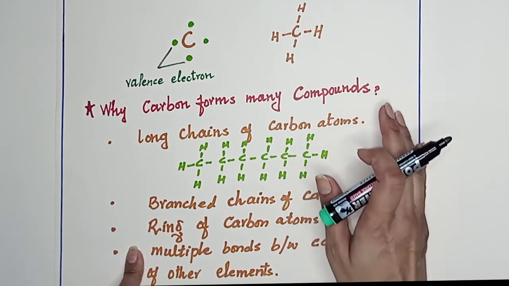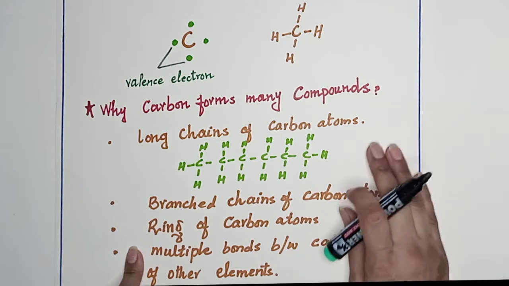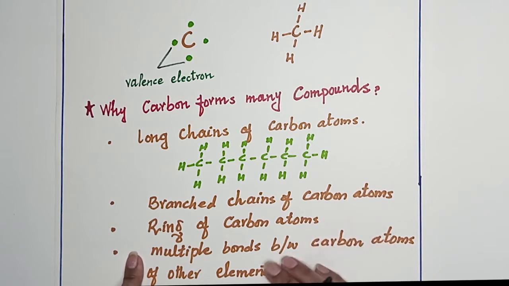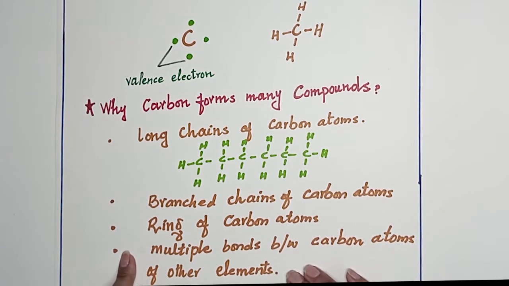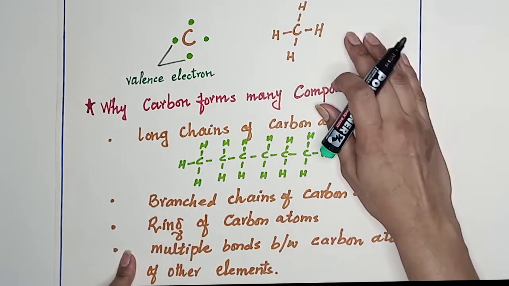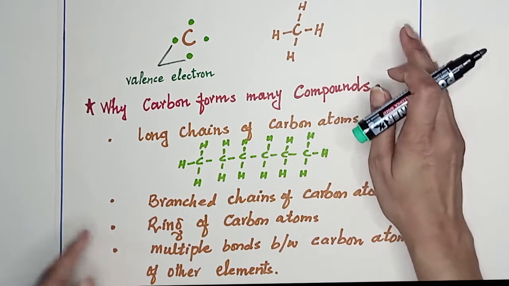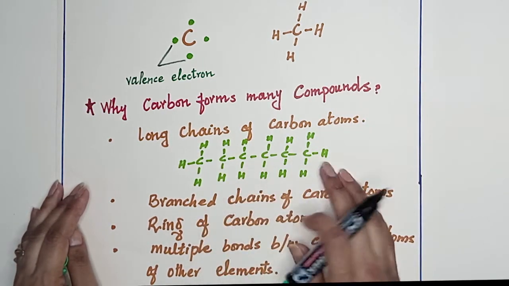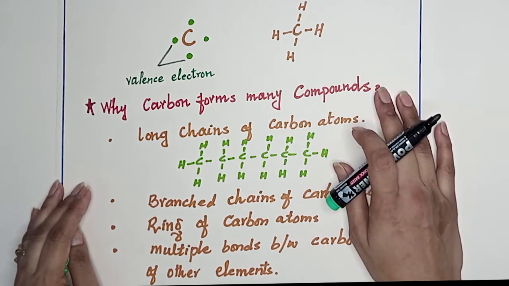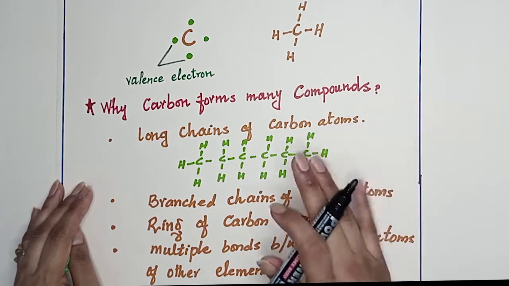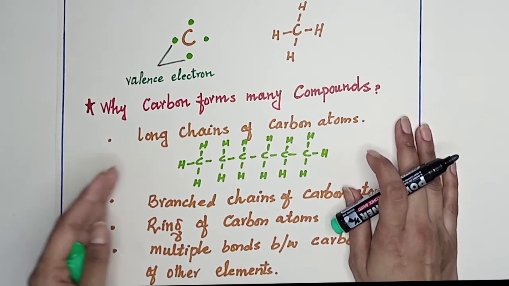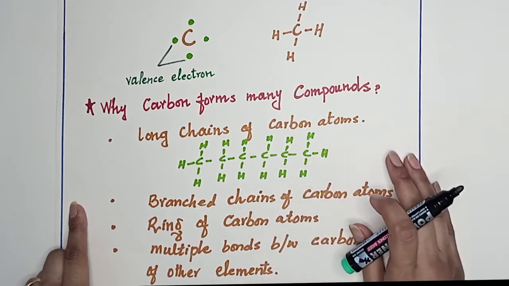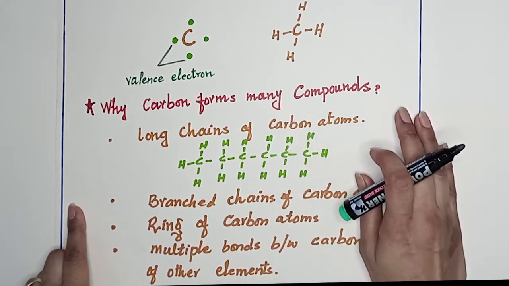So why does carbon form many compounds? Because it forms long chains of carbon compounds. It can form branch chains of carbon atoms, rings of carbon atoms, and multiple bonds between carbon atoms and other elements. Basically, carbon has the capacity to form a number of compounds, with long chains, branch chains and rings of carbons. We are going to learn the details of different homologous series, how carbon is involved in the bonding and how carbon is involved in different kinds of structures.